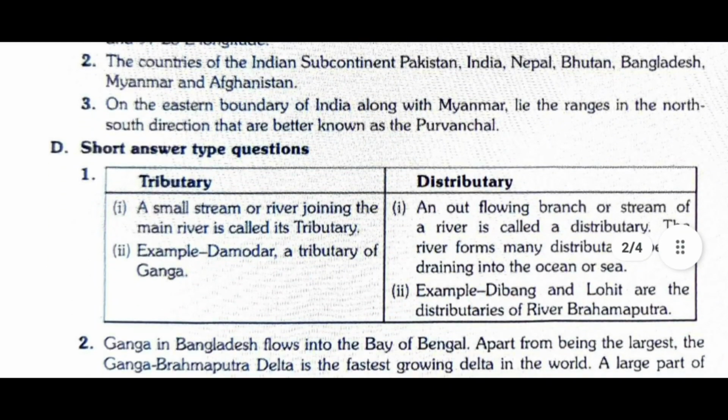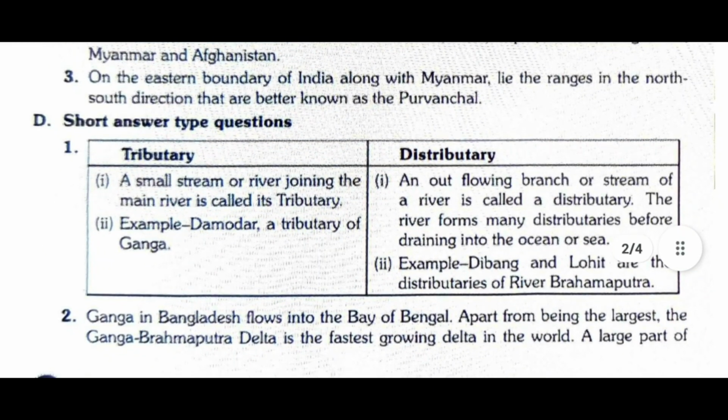Next come to the short answer type questions. This is D. First question, write in one point the difference between a tributary and a distributary with one example from the east. First is tributary, then distributary. A small stream or river joining the main river is called its tributary. An outflowing branch or stream of a river is called a distributary. The river forms many distributaries before draining into the ocean or sea.